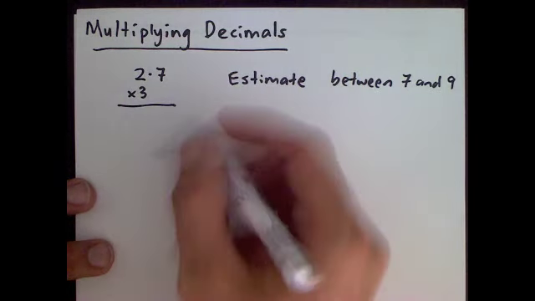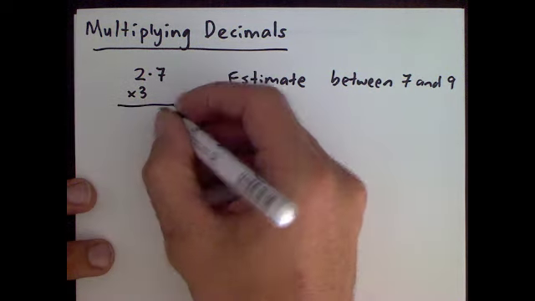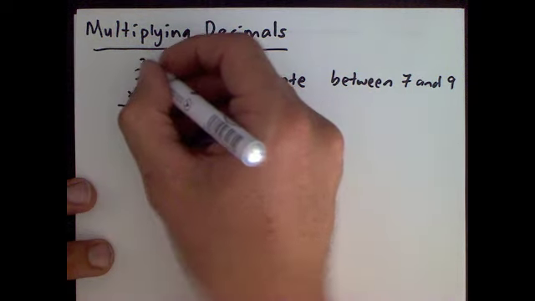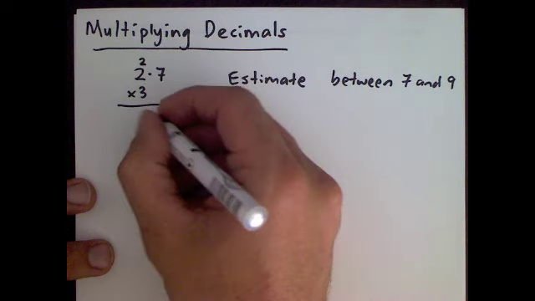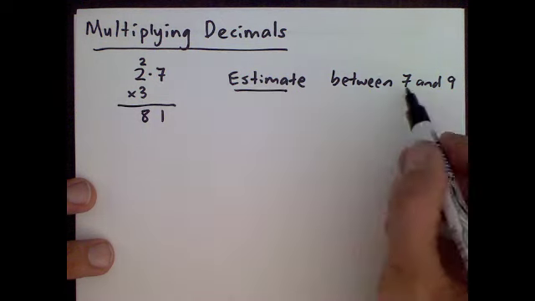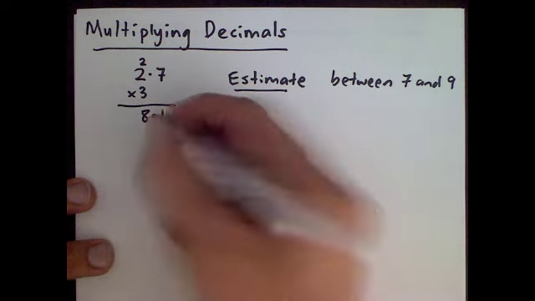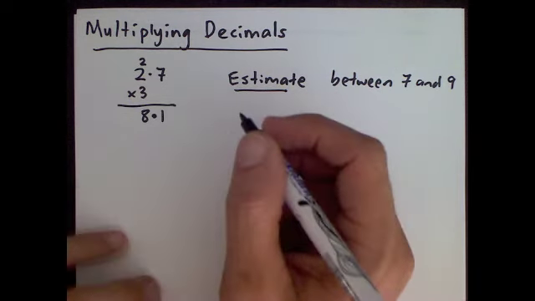3 sevens are 21. Alright, so 3 times 7 there is 21. Let's put down the 1, and we carry that 2. Now 3 twos are 6, plus that 2 gives us 8. Now 81 is not our correct answer. Remember, our estimate's got to be between 7 and 9, so our decimal point's got to go between the 8 and 1, which is 8.1.